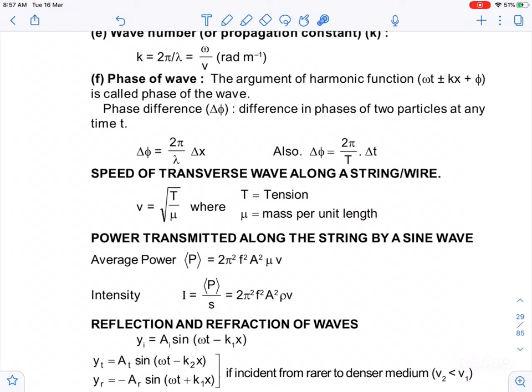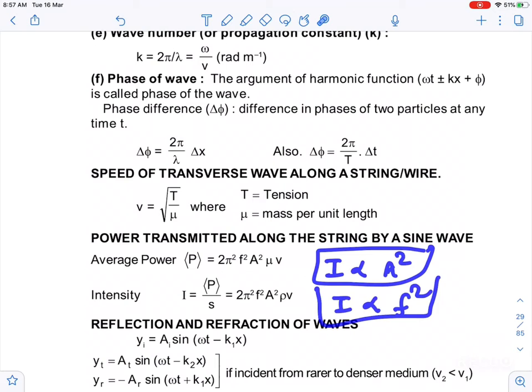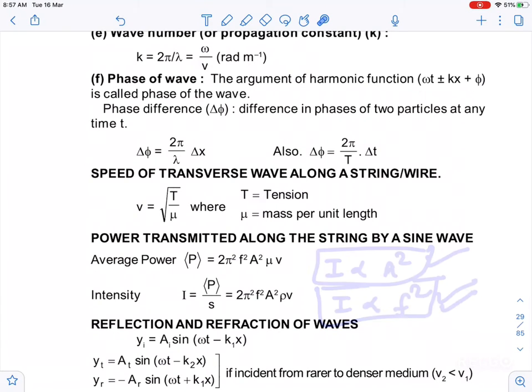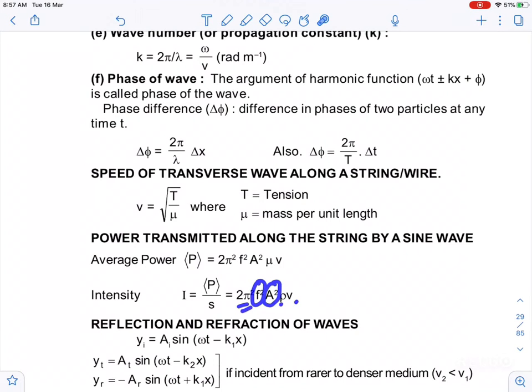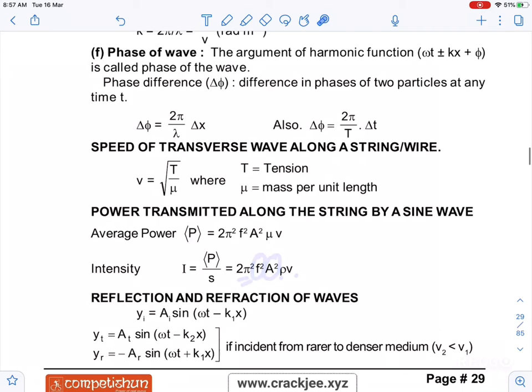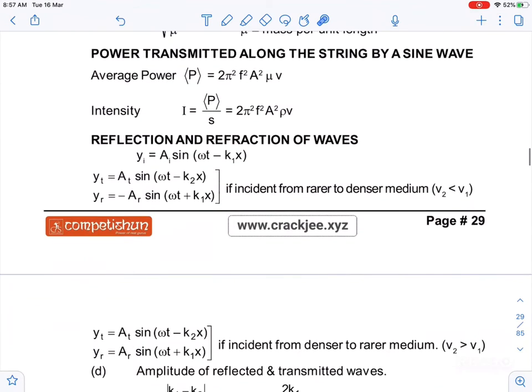Okay guys, now average power and intensity, a very important relation between power and intensity. What question do they ask from here? Intensity is proportional to what? Amplitude square. And intensity is proportional to frequency square. So they have given intensity is proportional to amplitude square and frequency square. So you can see the relation: 2 pi square frequency square amplitude square rho into v. And average power is 2 pi square f square a square mu into v. Okay, this you have to keep in mind.